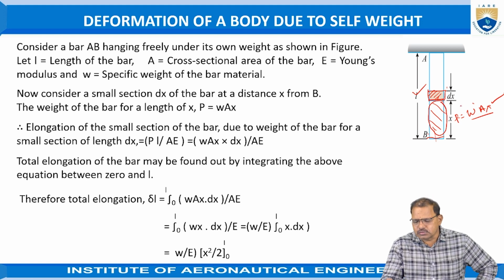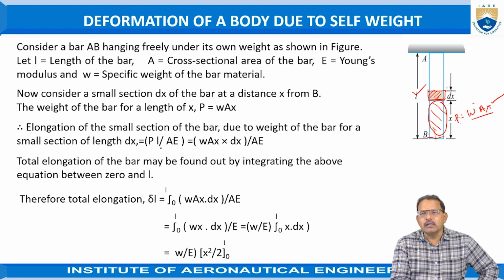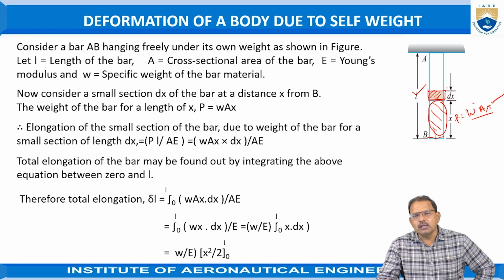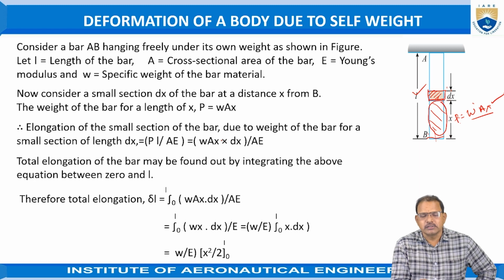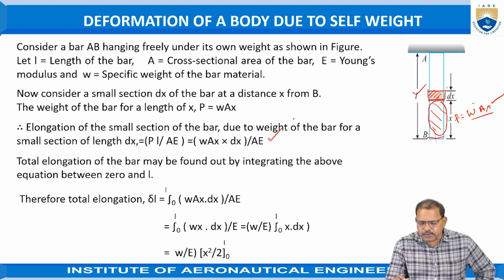The elongation produced on the considered length dx, because of this load P acting on it, is given by P into L divided by A into E. Where P is nothing but the load acting, which is the weight of the material that lies below the element dx considered, equal to w into A into x. L is the length of the element, we consider only dx, divided by AE, where A is the area of cross section of the material and E is the Young's modulus.